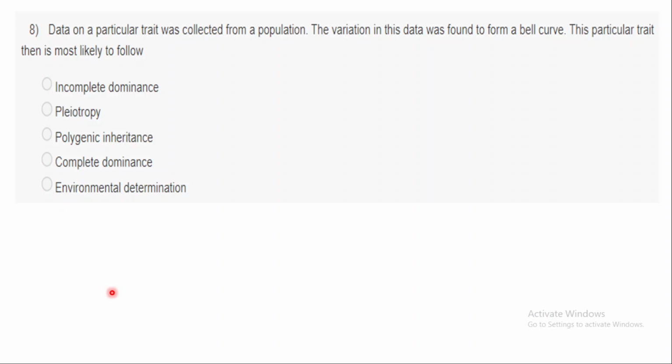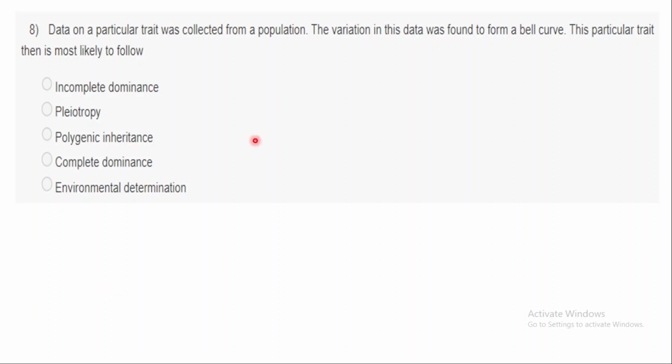Now you have to recall your concepts about incomplete dominance, pleiotropy, polygenic inheritance, dominance and recessivity, and then it will be easy to answer this question. Let me know in the chat box which you think is the correct answer. Simontini answers C, polygenic inheritance. Okay, good. And let us gather some couple more answers. Then we study about the concepts. Rahul has answered option D, complete dominance.